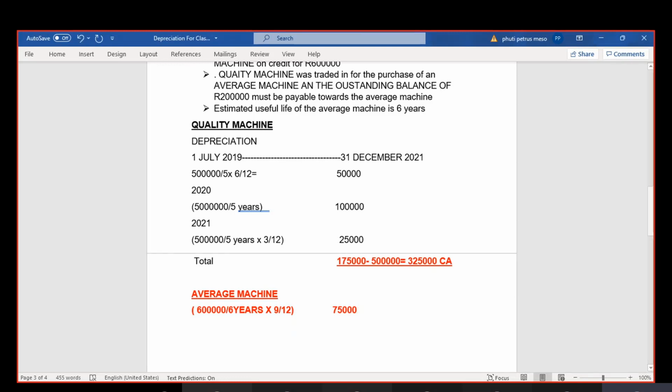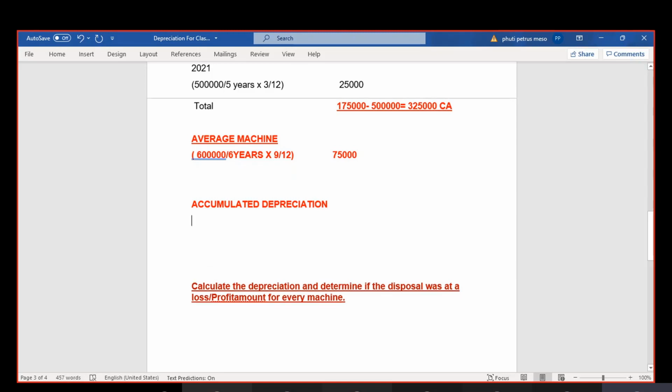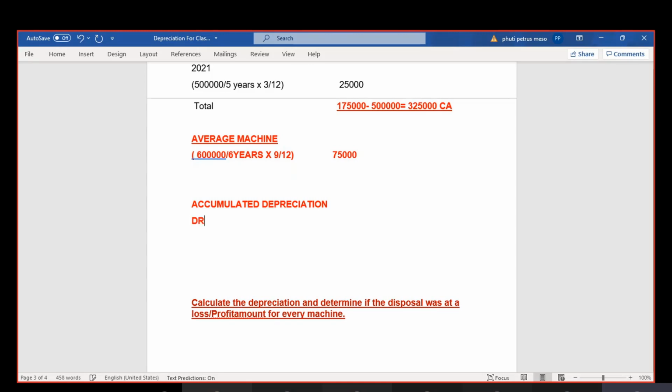Let me see. Who wants to help me on the realization account? But let me start by doing the accumulated depreciation, since we've dealt with the depreciation. Accumulated depreciation. What do you realize? David, what? Your realization. Realization amount. Remember, the realization account is the contra allocation account for the depreciation, so the accumulated depreciation amount. So I give you a hint there: you debit your realization account.